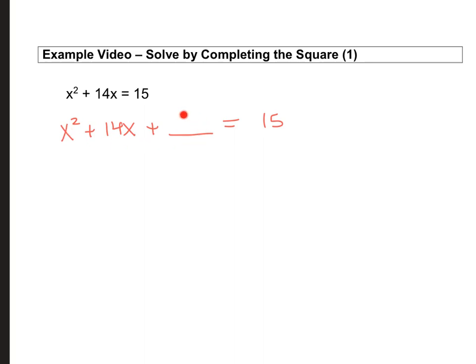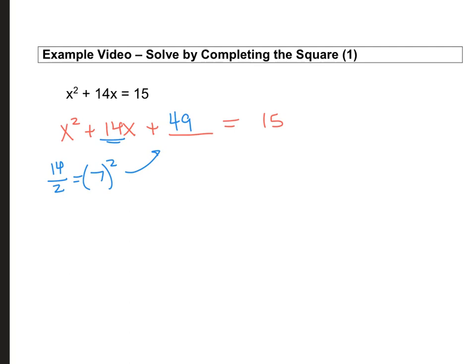Let's give ourselves something that's factorable. Let's create a perfect square trinomial. So we do just what we were doing before. Take your b value, divide it by 2. So 14 divided by 2 is 7. And then we're going to square it to go right there. We're going to add in a 49.